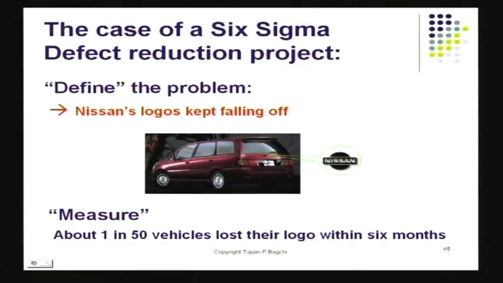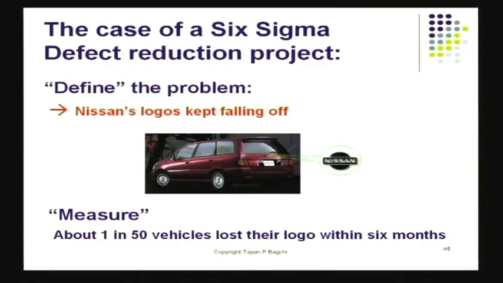Let me now get into a live case. This is a case where the problem occurred with the Nissan company. When you look at a Nissan vehicle, on the back of it, like many other cars, you'll see a logo. Now that logo actually is not welded to the car. It's actually stuck with glue. So the logo might be like this, some glue is applied, and the logo is put there, and that's how it stays there.